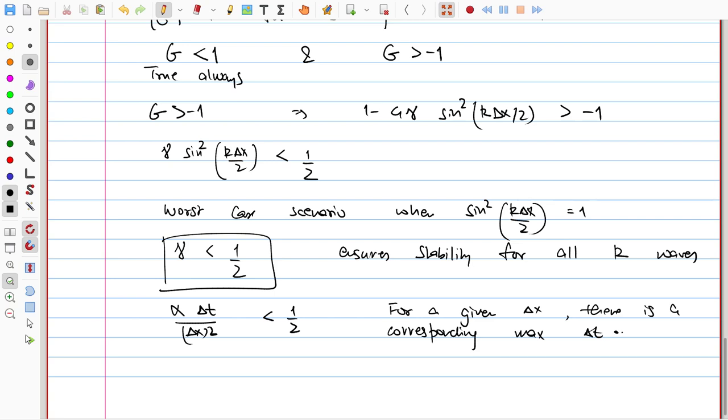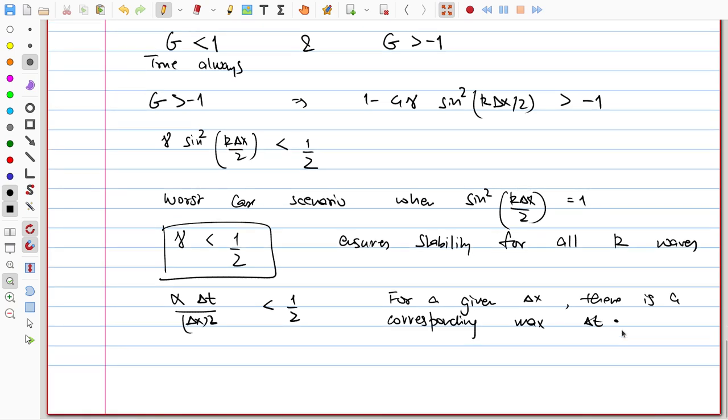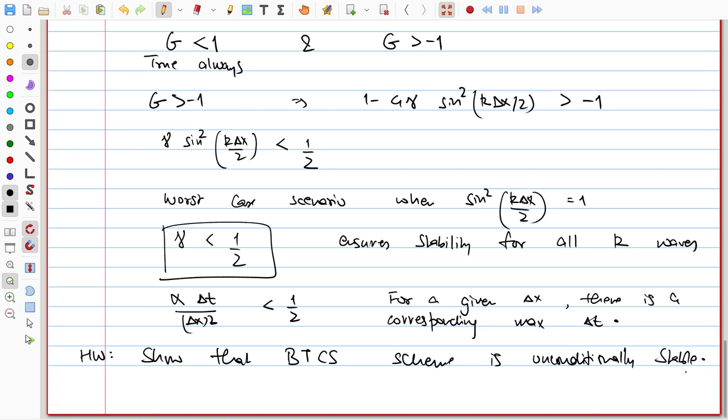So, it is homework for you to show that the backward time center space scheme is unconditionally stable. So, please, using these ideas, try it yourself. This will also reinforce the ideas we have learned today.